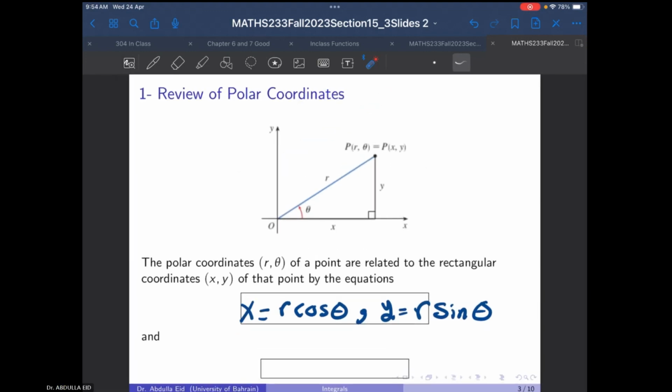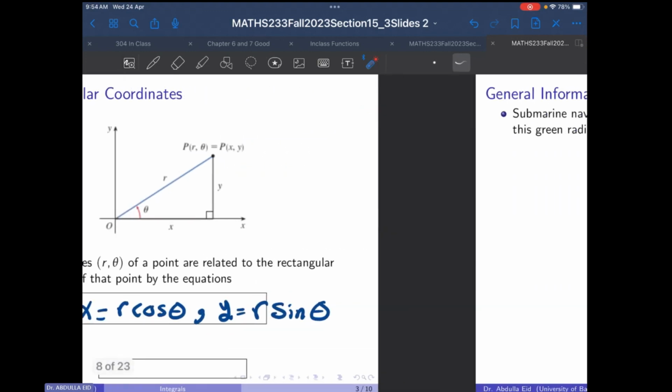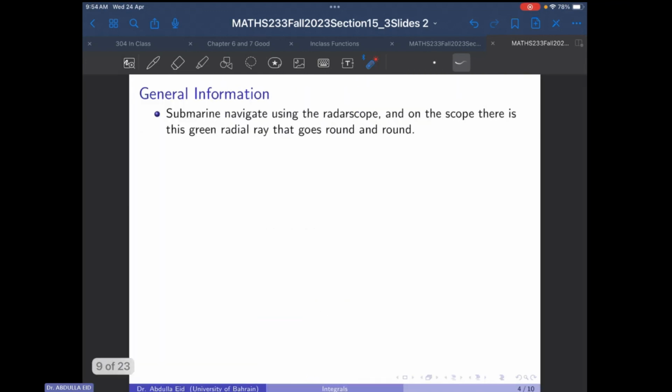Those are the relations between them. Now, why do we need to use polar coordinates? From where did we get this idea of using polar coordinates? And why do we call it polar in the first place?